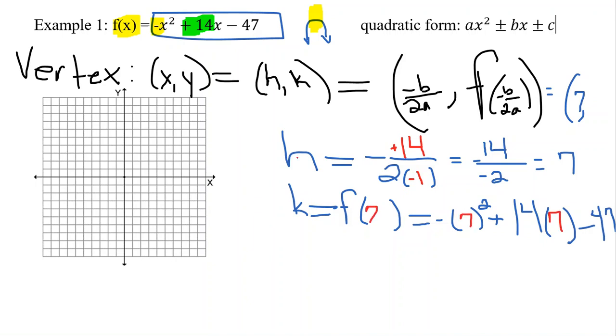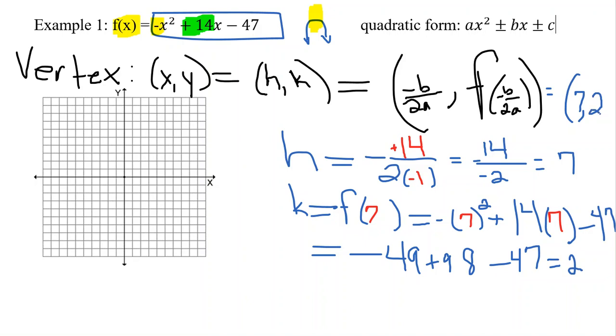All right, so now once I've done that, I can solve for k. I have negative, and then 7 squared is 49, so it's a negative 49. And then we have 14 times 7, and that's 98, and it's positive. Minus 47. So I'm going to read left to right. I'm going to say negative 49 plus 98 minus 47, and it gives me positive 2.